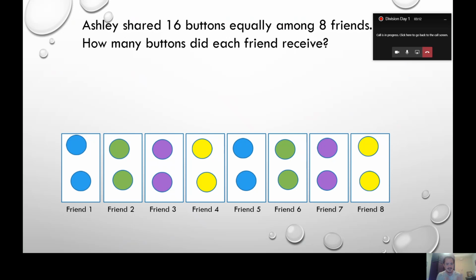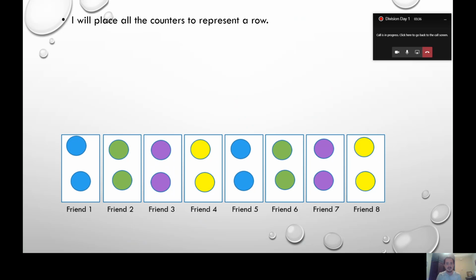Now look at how many buttons each of my friends get. How many buttons do each of my friends get? How many buttons does friend 1 get? 2, right? And how many buttons does friend 2 get? 2, right? So each of the friends get 2 buttons. Is that an equal share for each friend? Yes, it is.